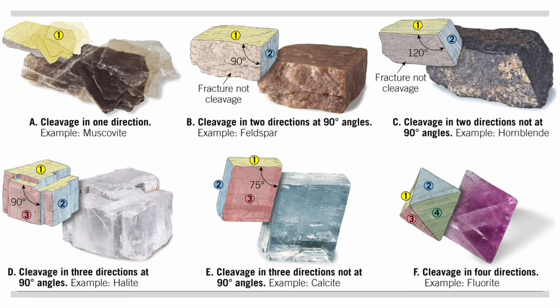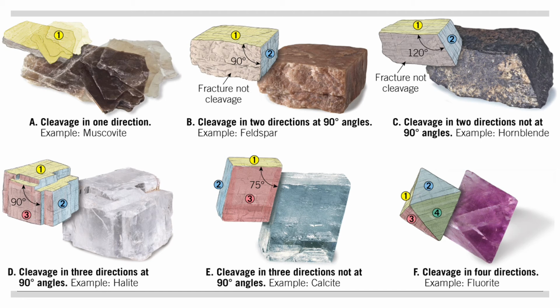So this diagram here shows a number of different types of cleavage. So example A is the mineral muscovite, which has one directional cleavage. So as you can see, these are sort of flat planes where the mineral breaks along. Example B shows cleavage in 2 directions. This is feldspar, and you can see that it looks like this sample of the mineral broke along 2 different planes that are a 90-degree angle from one another. Example C has 2 cleavage planes not at 90-degree angles.